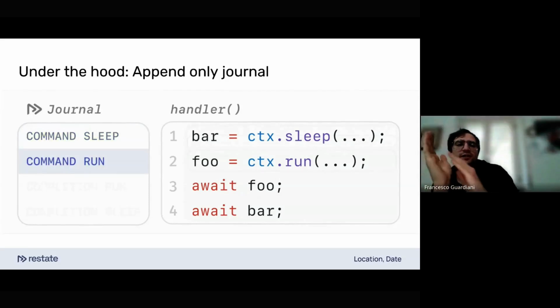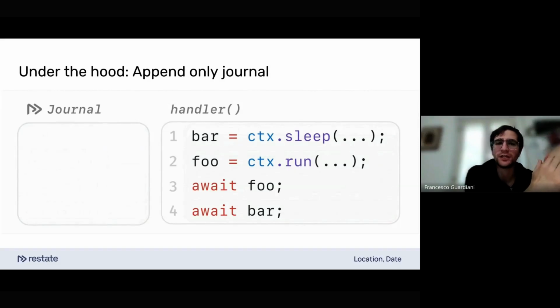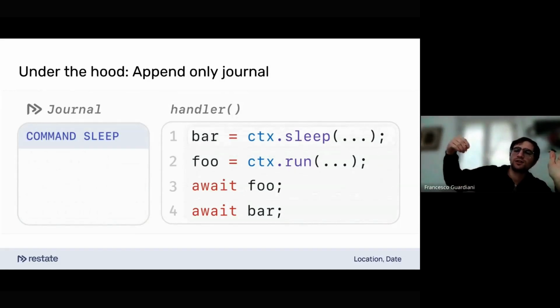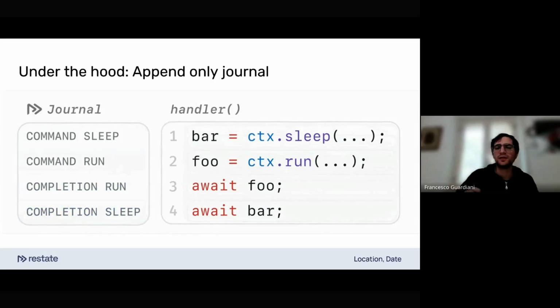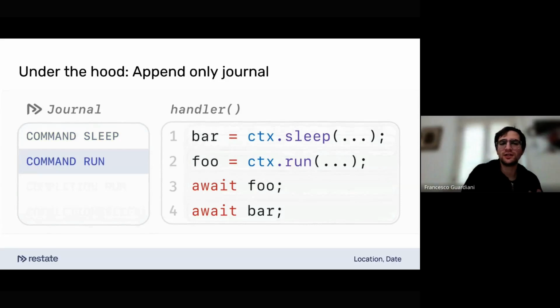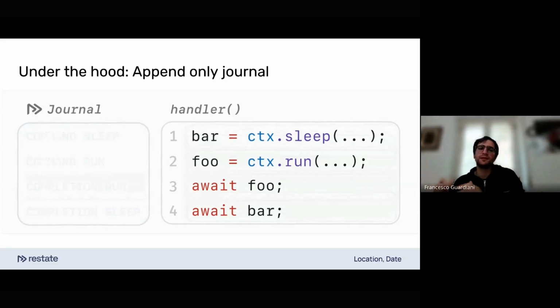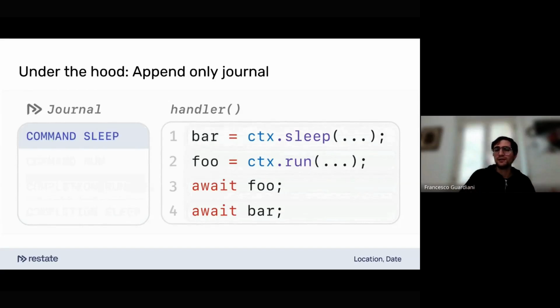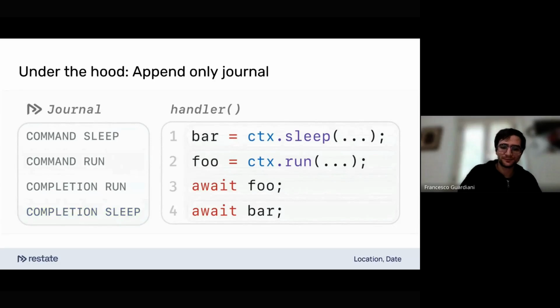And then you see on the left what Restate writes for any of these operations. So when you do context sleep, it will write what we call a command for sleep. Then when we do context run, we write in the journal a command for run. Then eventually the run completes, and we write a completion for run. And then eventually the sleep completes, and we write a completion for sleep.